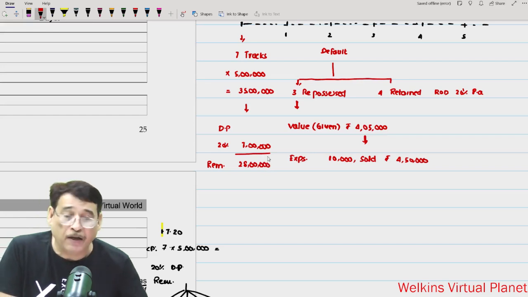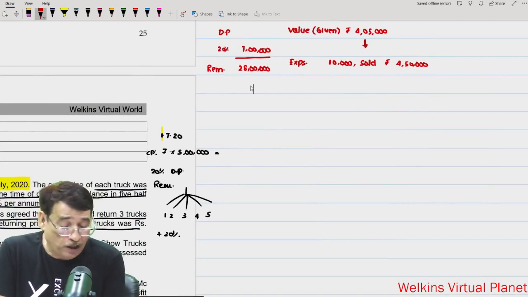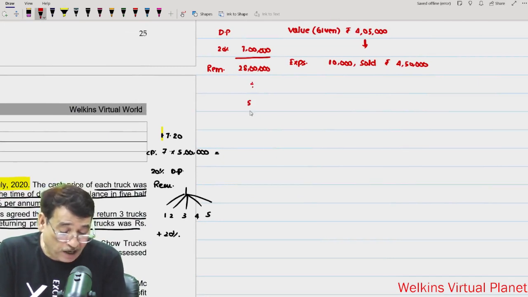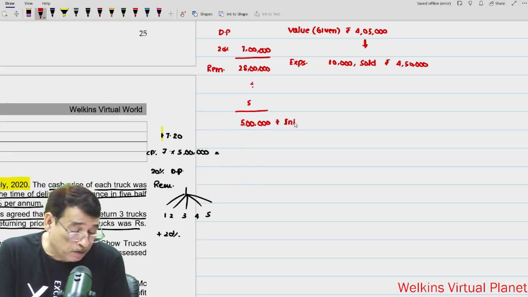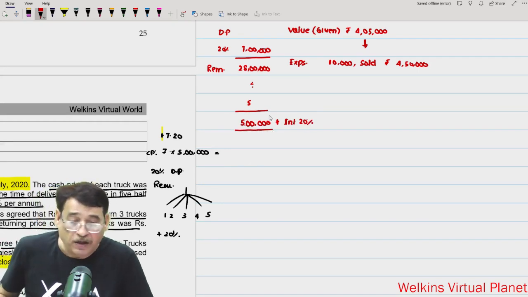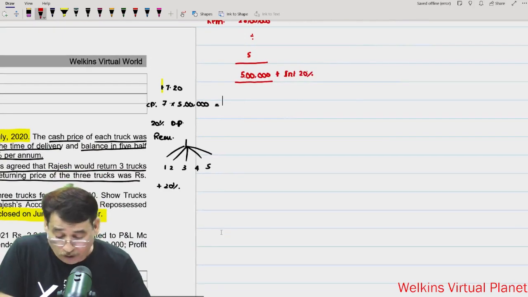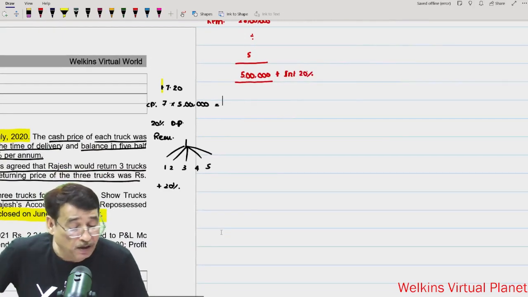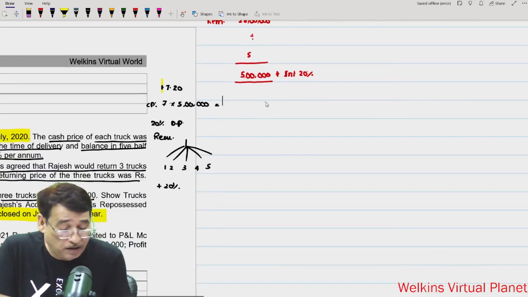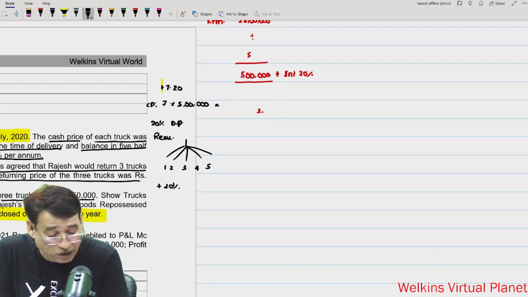Question says that remaining amount must be paid in 5 equal annual installments. So if I divide it by 5, I will get one installment that is equal to 5 lakh. But your one installment will be 5 lakh plus interest, that is 20%. So this is how you have sketched out the entire outline of the question. So you need not require to look at the question time and again. That is the reason why I keep on telling you it is the best policy to do the analysis. Once you have done the analysis, then rest of the things should be absolutely a cakewalk for you.